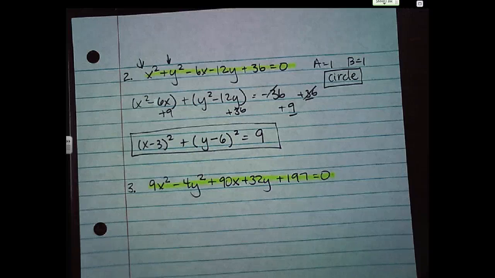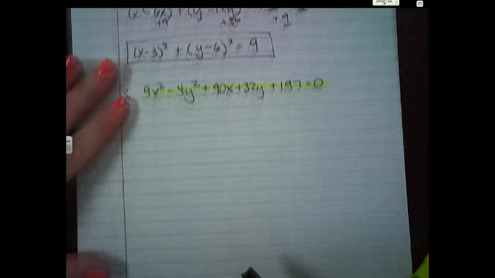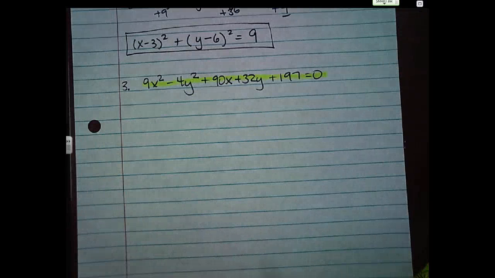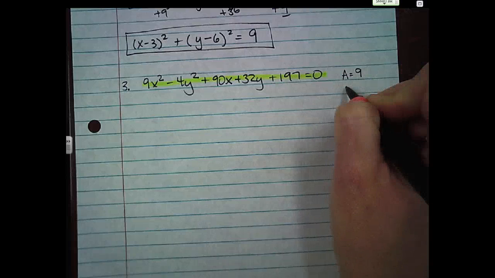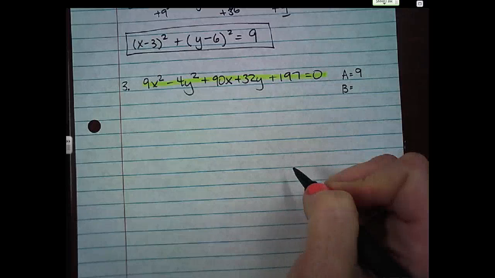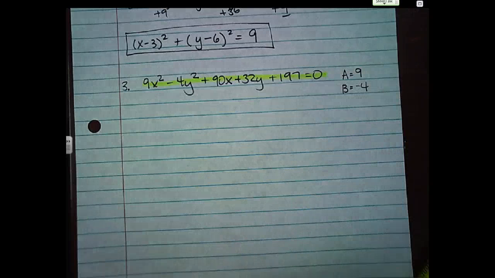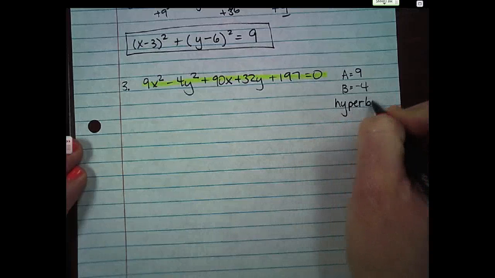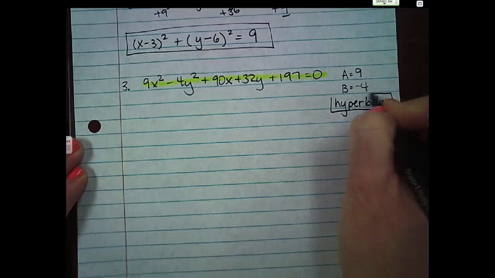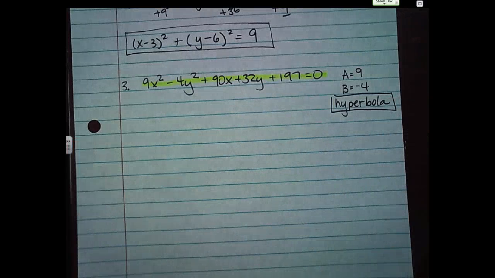Okay, you're going to define A and B. A is in front of x squared, so A is what value, guys? 9. B is in front of y squared, so B would have what value? Negative 4. So one's positive, one's negative. What is it going to be? The hyperbola. Good job. Now put it in standard form.